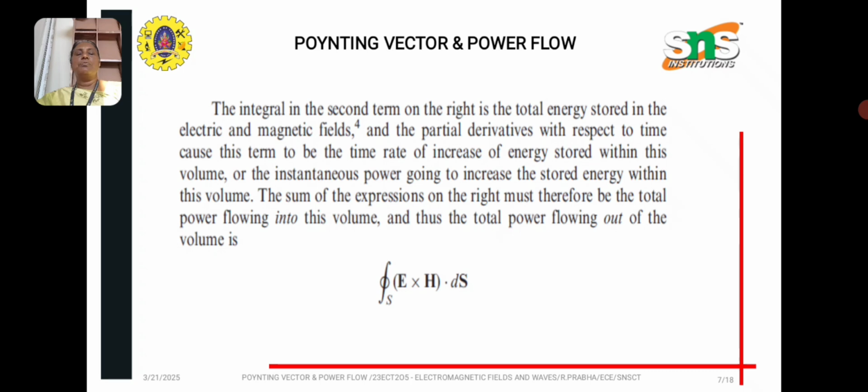And the integral in the second term on the right hand side is the total energy stored in the electric and magnetic fields, and the partial derivative with respect to time causes this term to be the time rate of increase of energy stored within this volume, or it is the instantaneous power going to increase the stored energy within this volume. So the sum of the expressions on the right hand side must therefore be the total power flowing into the volume, and thus the total power flowing out of the volume is the integral over the closed surface of E cross H dot dS.